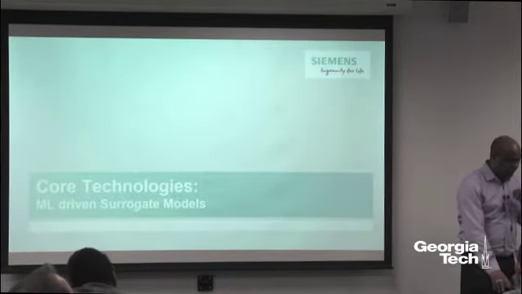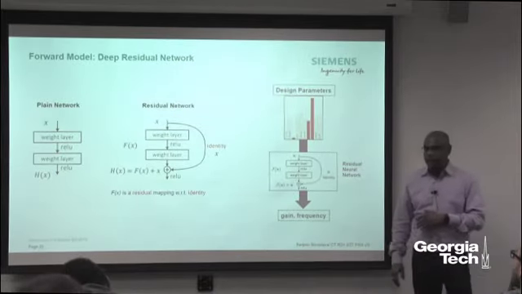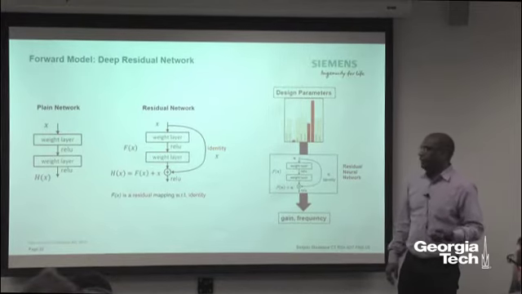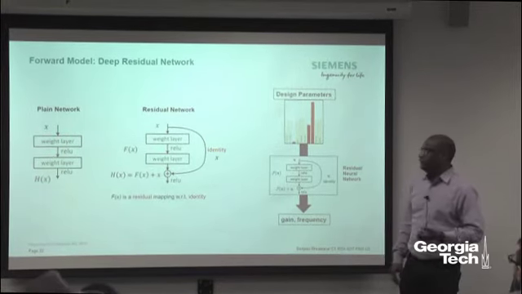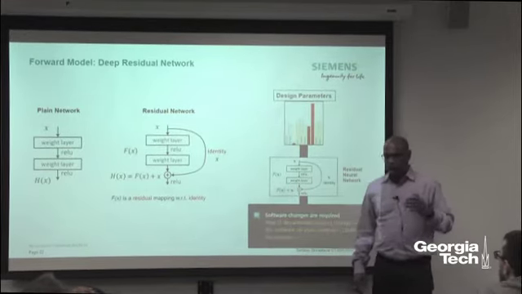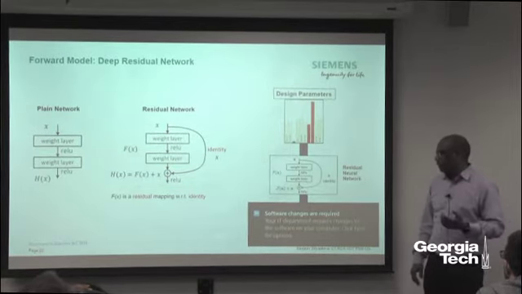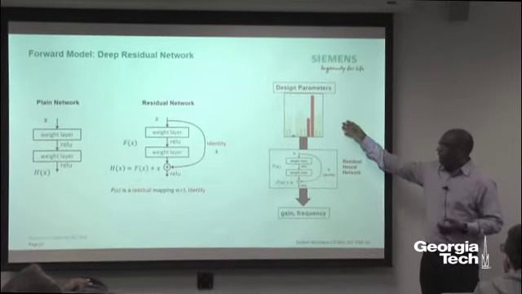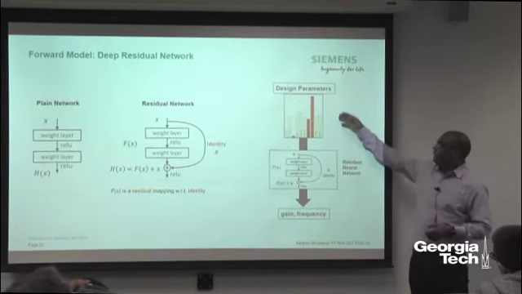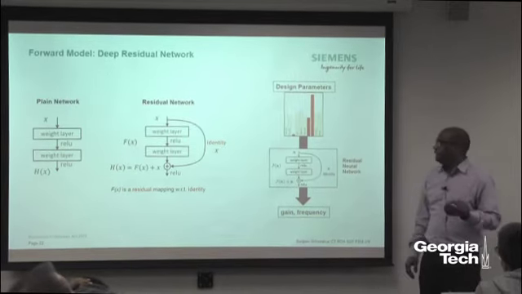Okay, so the next part of the core technologies is the surrogate models. We have used several methods. This is just an example of one method. We use a deep residual network as a forward model in many of the use cases, where the goal is that you have the design parameters, but you want to quickly predict what your KPI or the metrics are. We have applied it to a lot of use cases, where one of them is on the power printed circuit board.